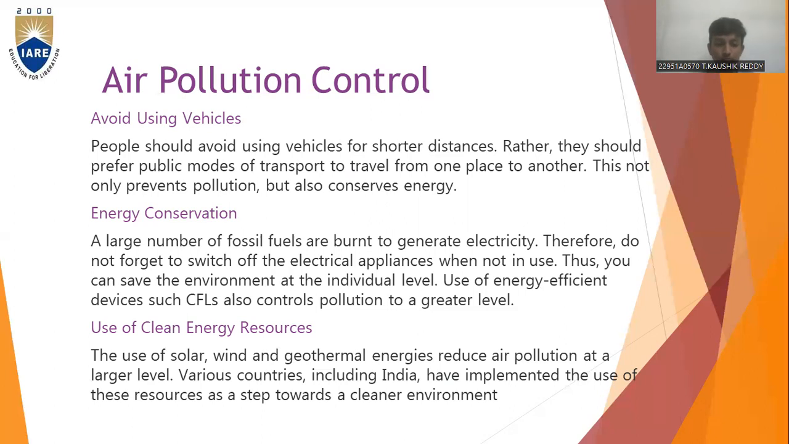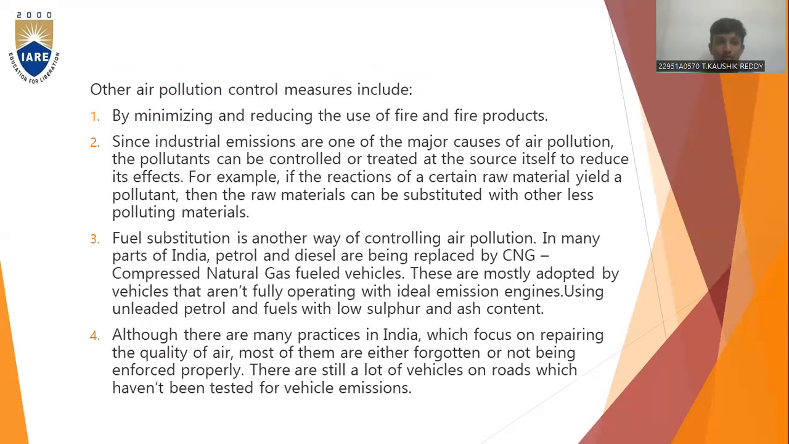Other air pollution control measures include minimizing the use of fire products, like the firecrackers we use during the festival of Diwali. So we have to minimize using those, which pollute the air more, right? Since industrial emissions are one of the major causes of air pollution, the pollutants can be controlled or treated at the source itself to reduce their effects. For example, if the reaction of a certain raw material yields a pollutant, then the raw material can be substituted with other less polluting materials.